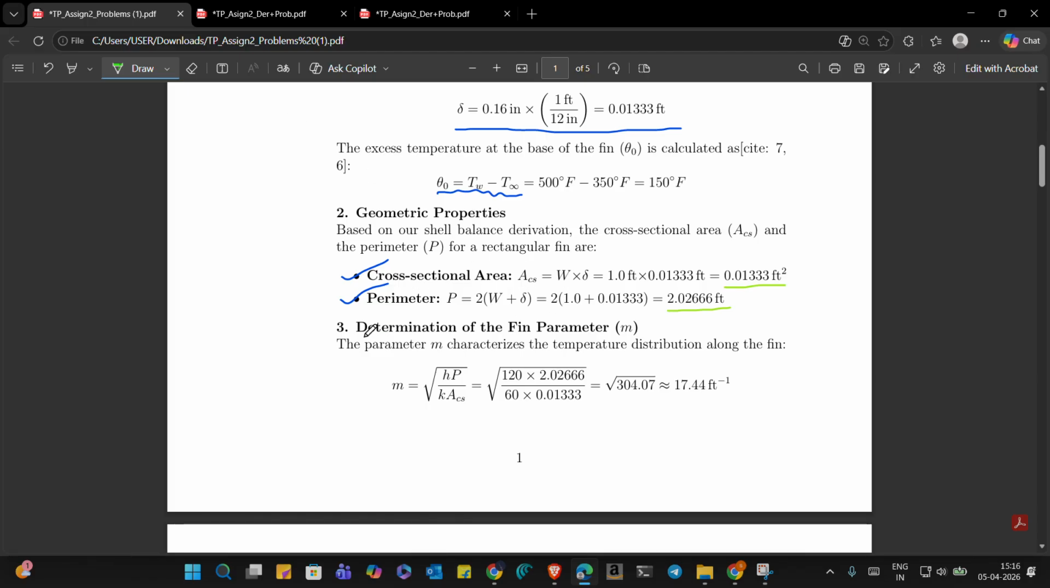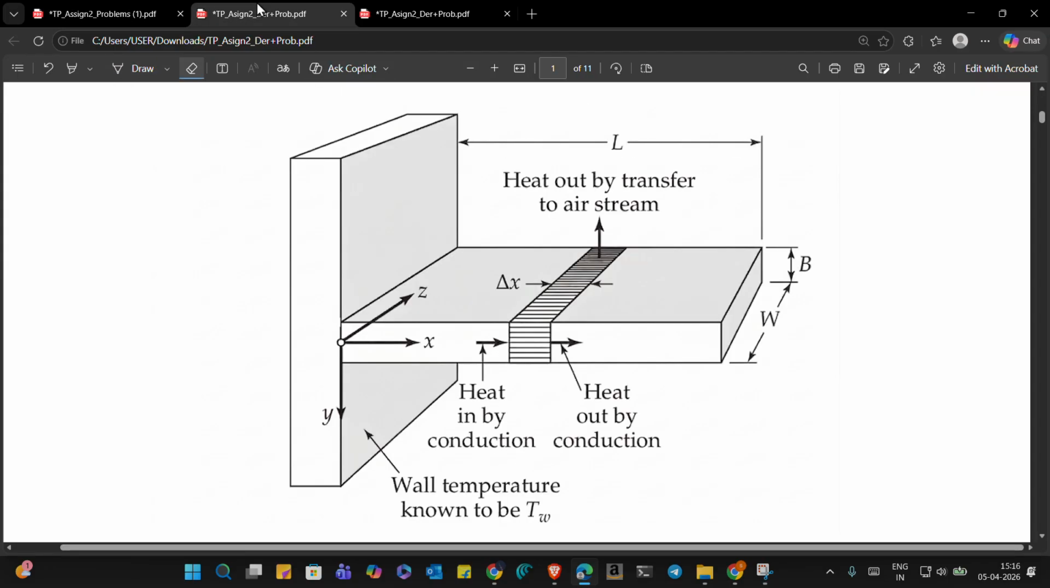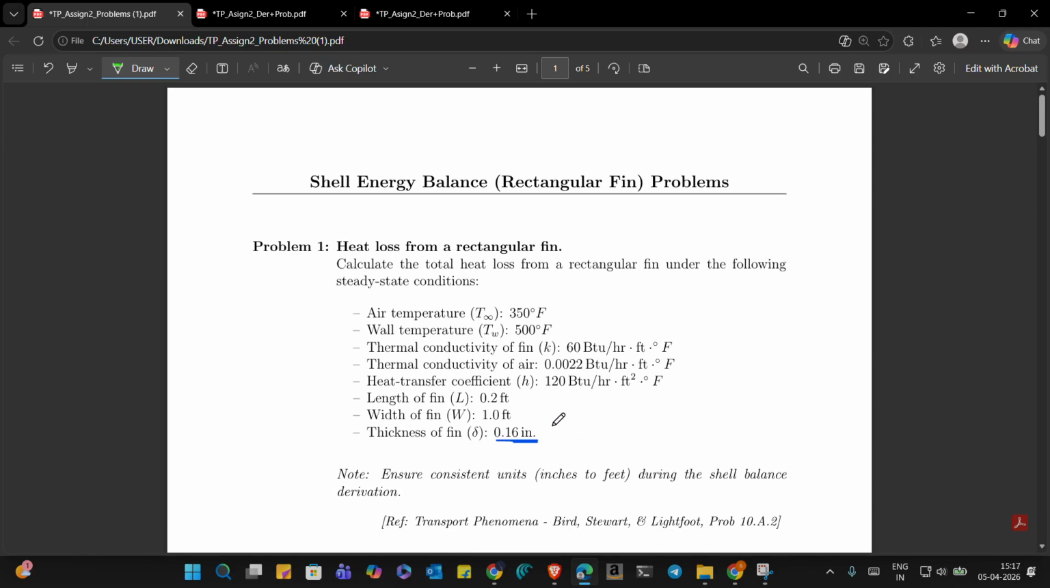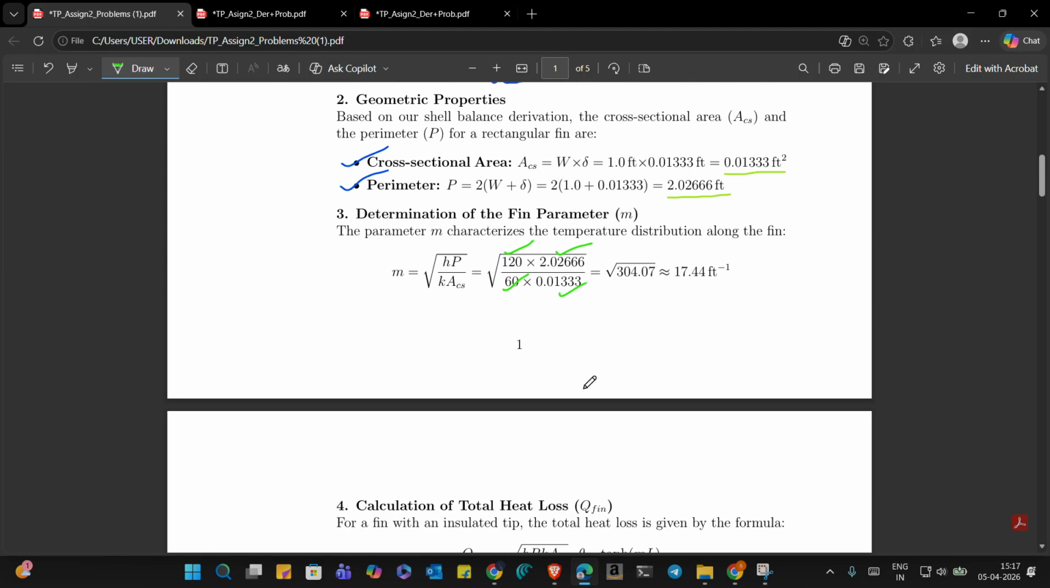Secondly, it is important for us to find the fin parameter. So we'd use the standard equation that we used in earlier problems. In earlier problems, to find the fin parameter, it is given as under root of hP upon k times Cs. So we'll put the values that we have over here: the value of h, the value of perimeter, the cross sectional area, and the thermal conductivity. These values are given to us in the problem. We put those values and we get the fin parameter value as 17.44 feet inverse.